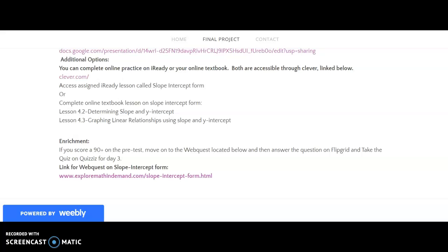If they score a 90 or above on the pre-test, and they don't feel like they need to go through every single lesson and activity that I have planned, I usually give them some other engaging activity that they can complete, and then they can still take the assessment. And that's pretty much it. This will be my lesson.